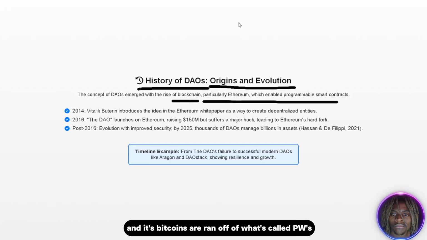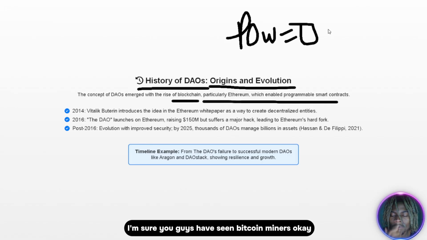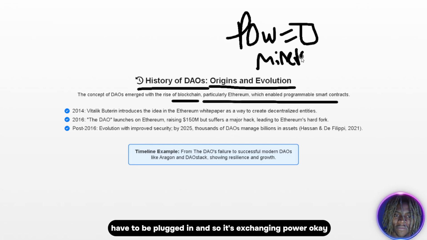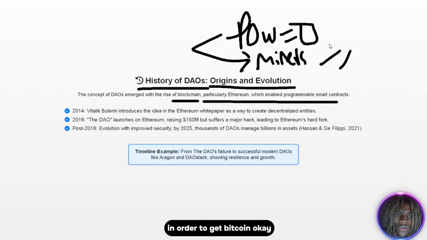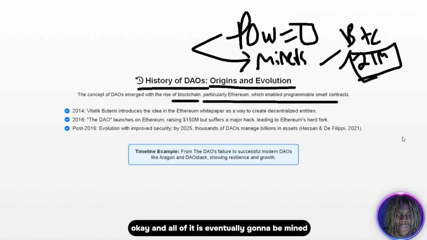Bitcoin runs off of what's called POW, proof of work, which means it's converting power from computers. I'm sure you guys have seen Bitcoin miners. Those miners, of course, have to be plugged in, so it's exchanging power in order to get Bitcoin. Bitcoin is limited though. It's only 21 million of it, and all of it is eventually going to be mined.